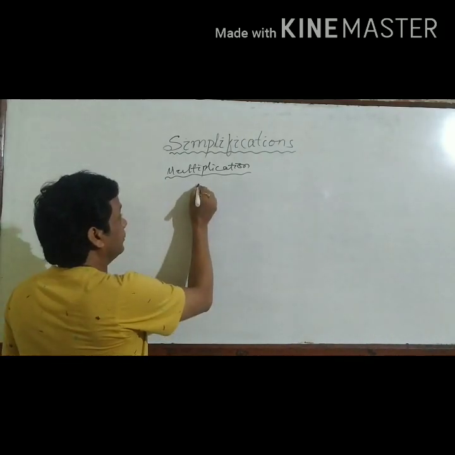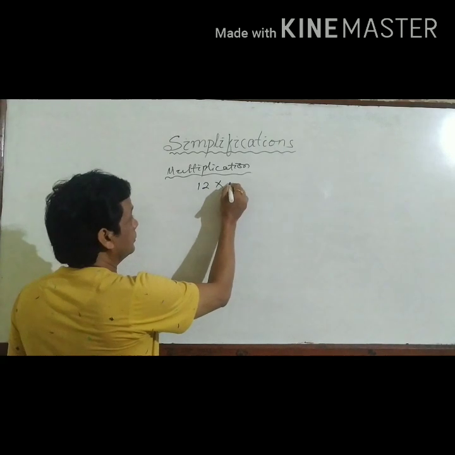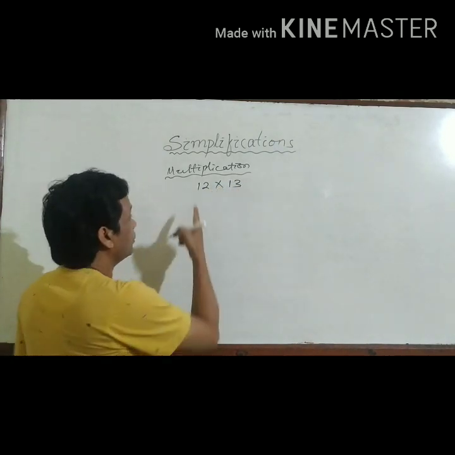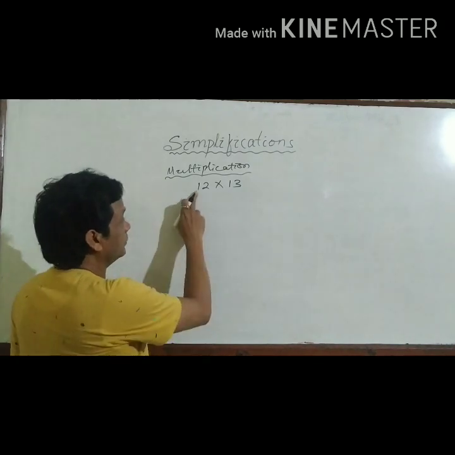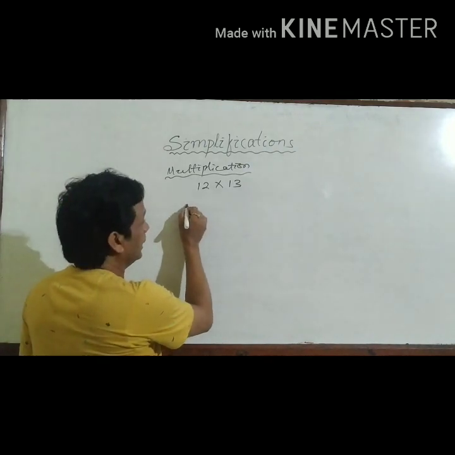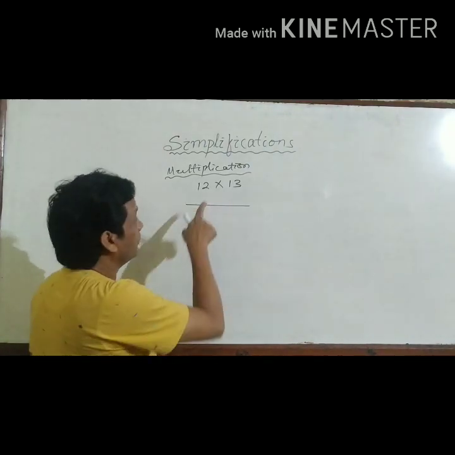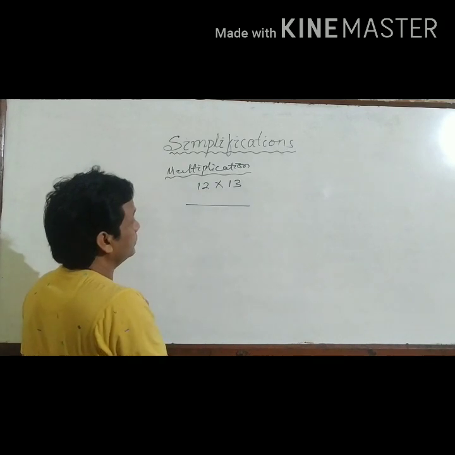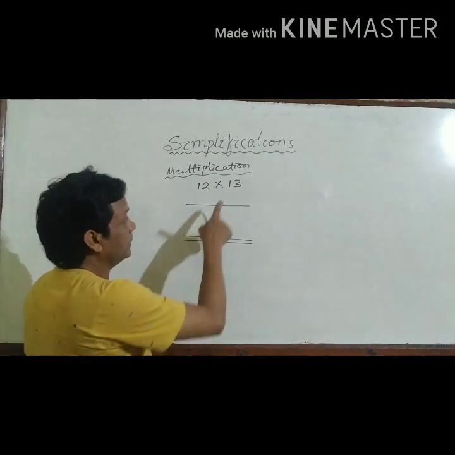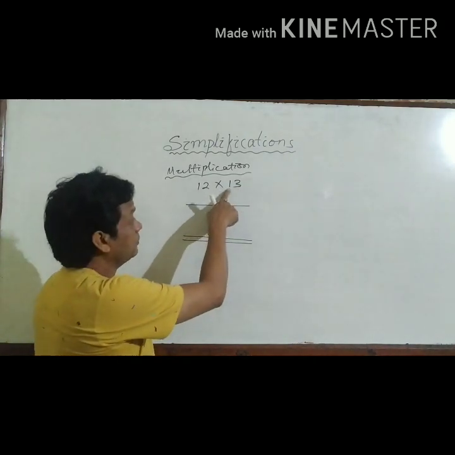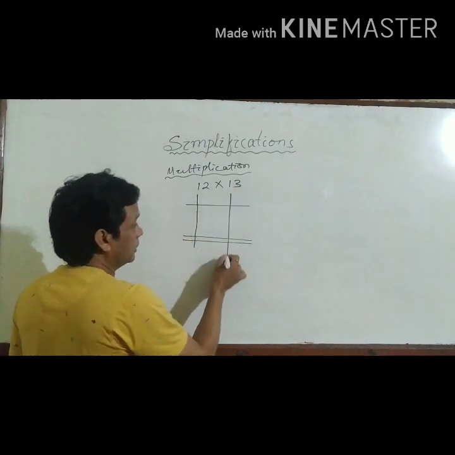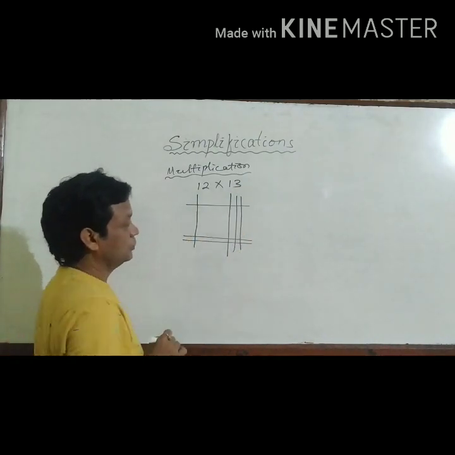Okay, for example, 12 into 13. How to multiply 12 into 13? So first see the trick. In case of 12, the first digit is 1, so draw a line, only one line. Then the second digit is 2, so draw two lines below this one. Then in the second number, the first one is 1, so draw only one line. And here it is 3, so draw 3 lines.